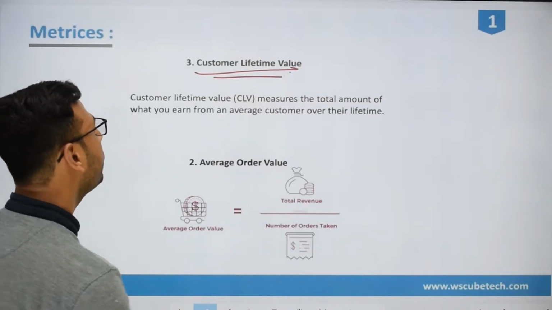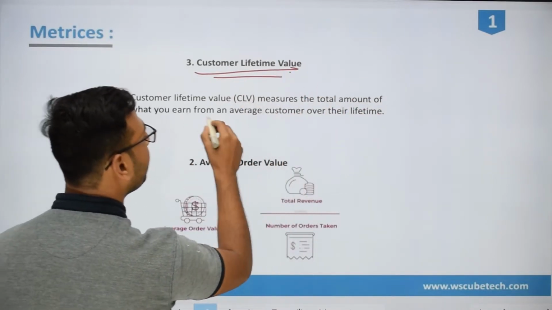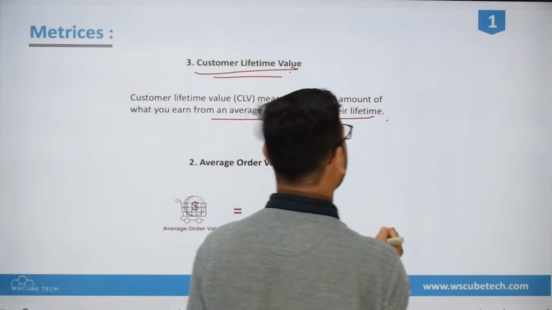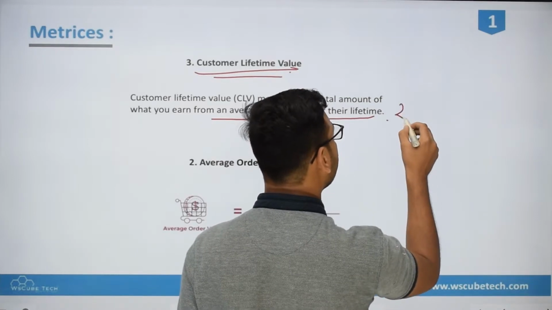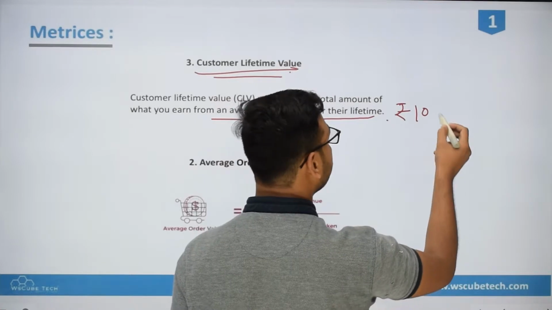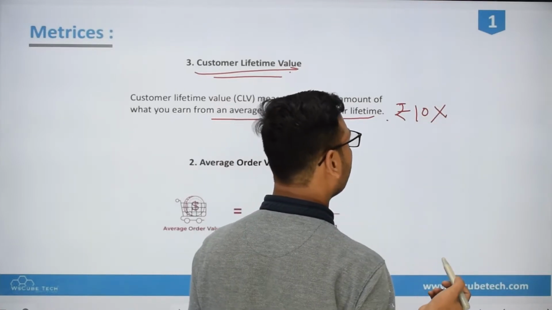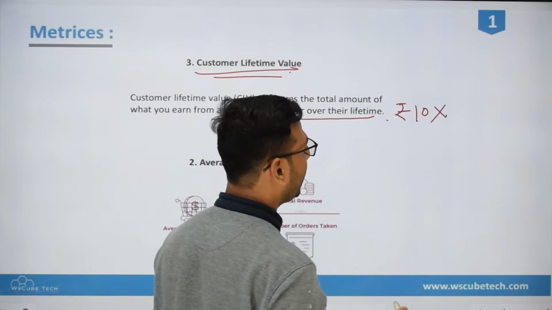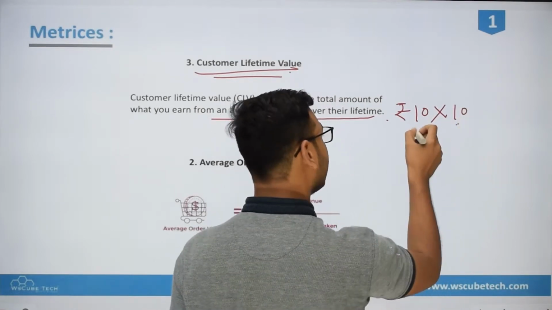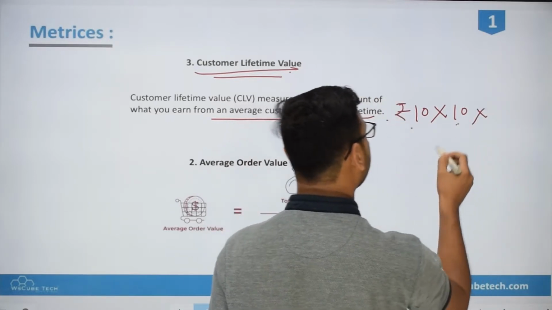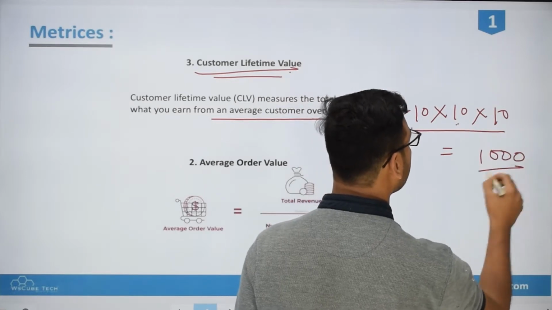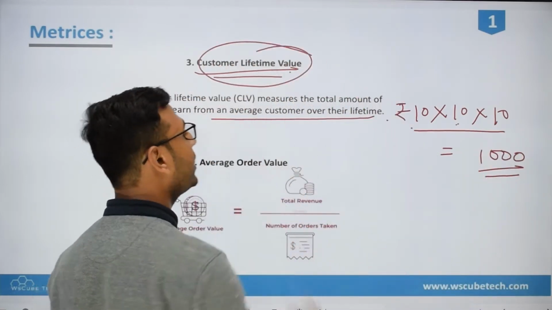It actually tells you the total amount of what you earn from an average customer over their lifetime. Let me tell you with an example. If you have a customer who makes an average purchase of rupees 10, and the frequency of purchase is 10 per annum, so he or she makes 10 purchases per annum with an average amount of rupees 10, and they have been making these purchases for the last 10 years, that will be somewhere around 1000, right? So the customer lifetime value will be 1000.